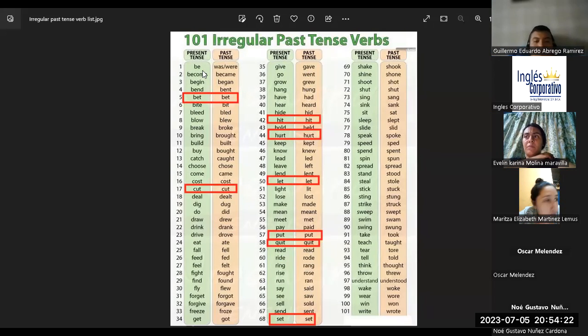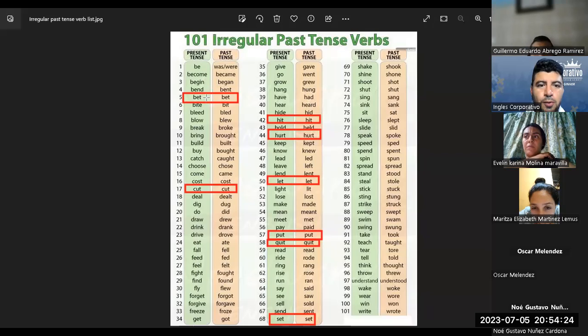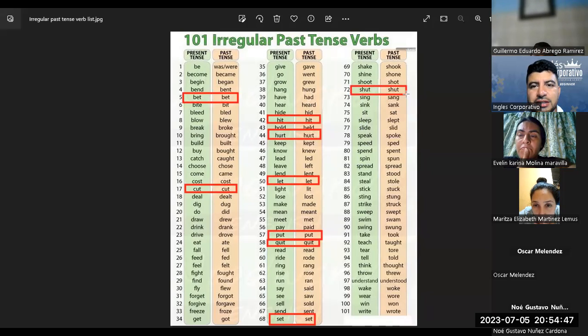So, look at this. 1, 2, 3, 4, 5, 6, 7, 8. We have found, ya hemos encontrado, like 8 and I guess 9. Yeah, shut. Cuando decimos shut, es cerrar.